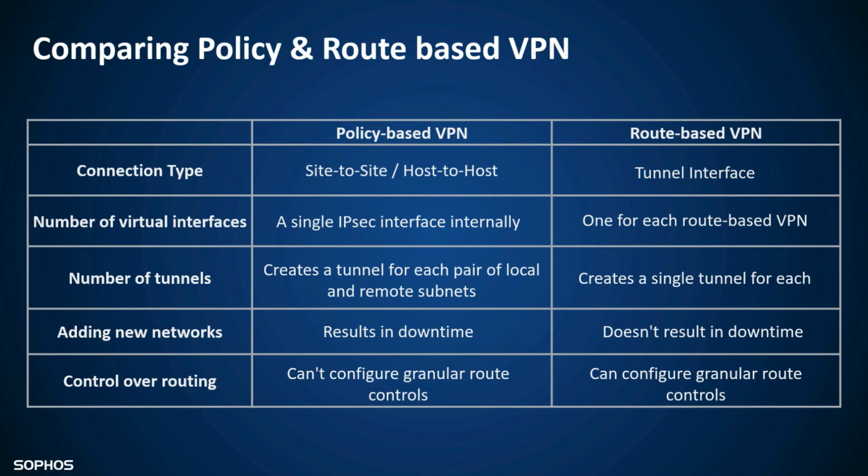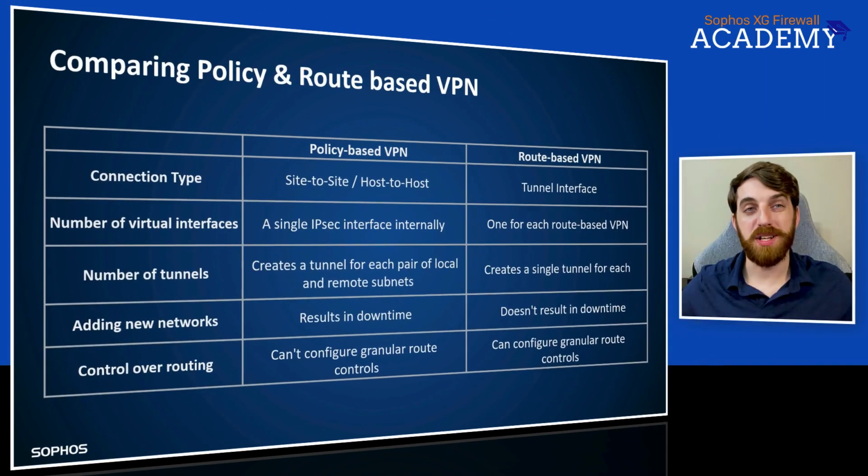With policy-based, there's no granular control over the routing. When it receives traffic, the XG firewall will route it to where it needs to go based off of the policy. With route-based, you have a lot more granular control over everything. You can send traffic where you want. You can choose not to send traffic there. You can set metrics on it. So it gives you a lot more granular control over what you're doing on your VPN.